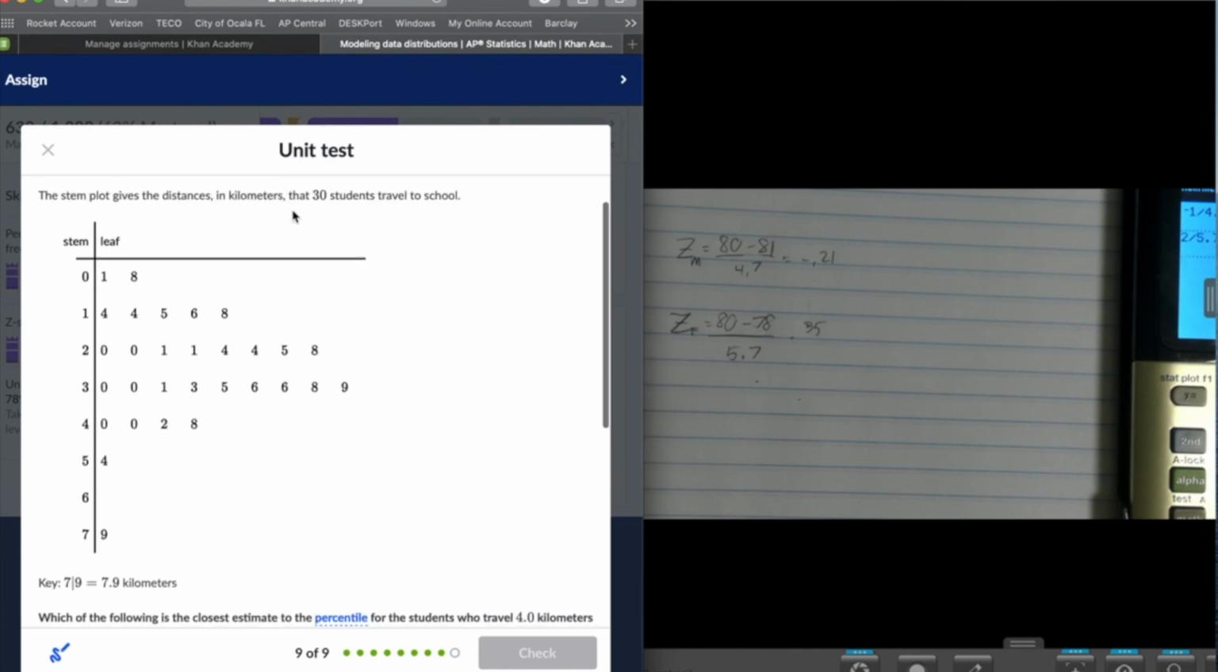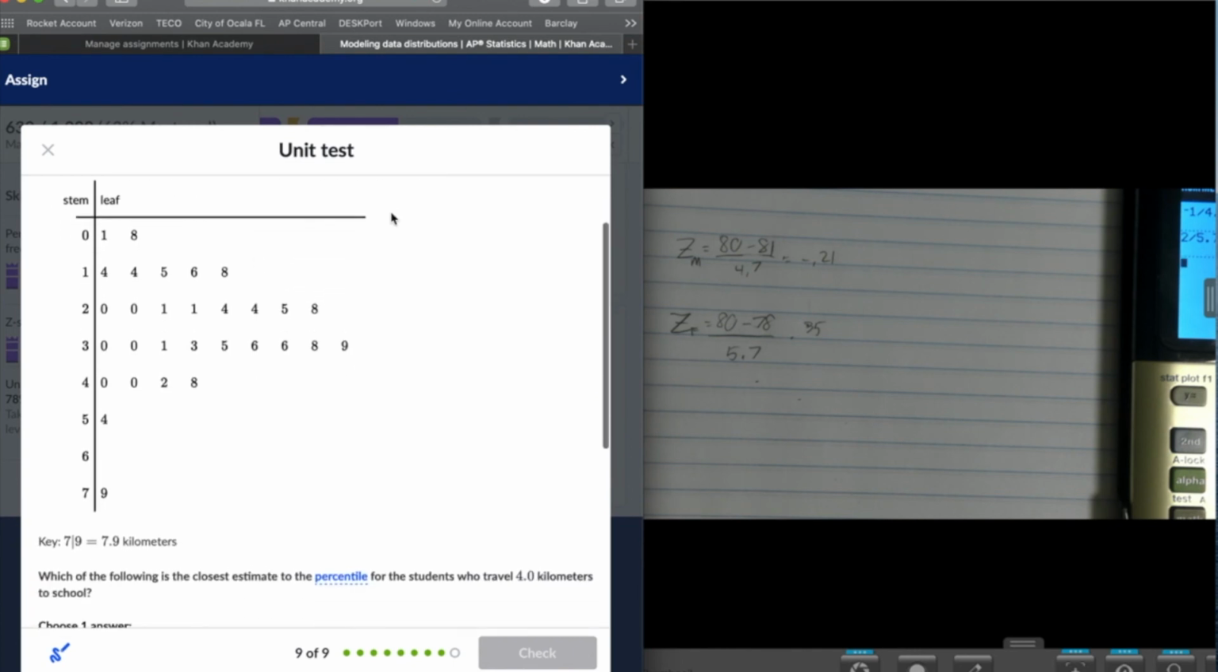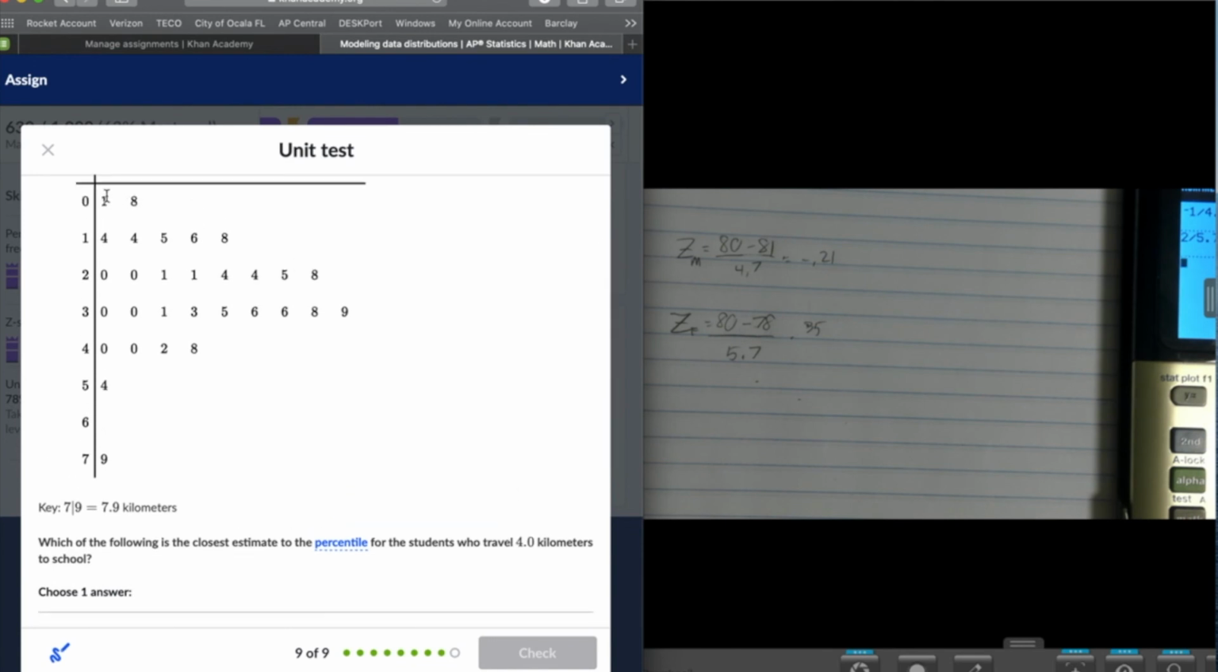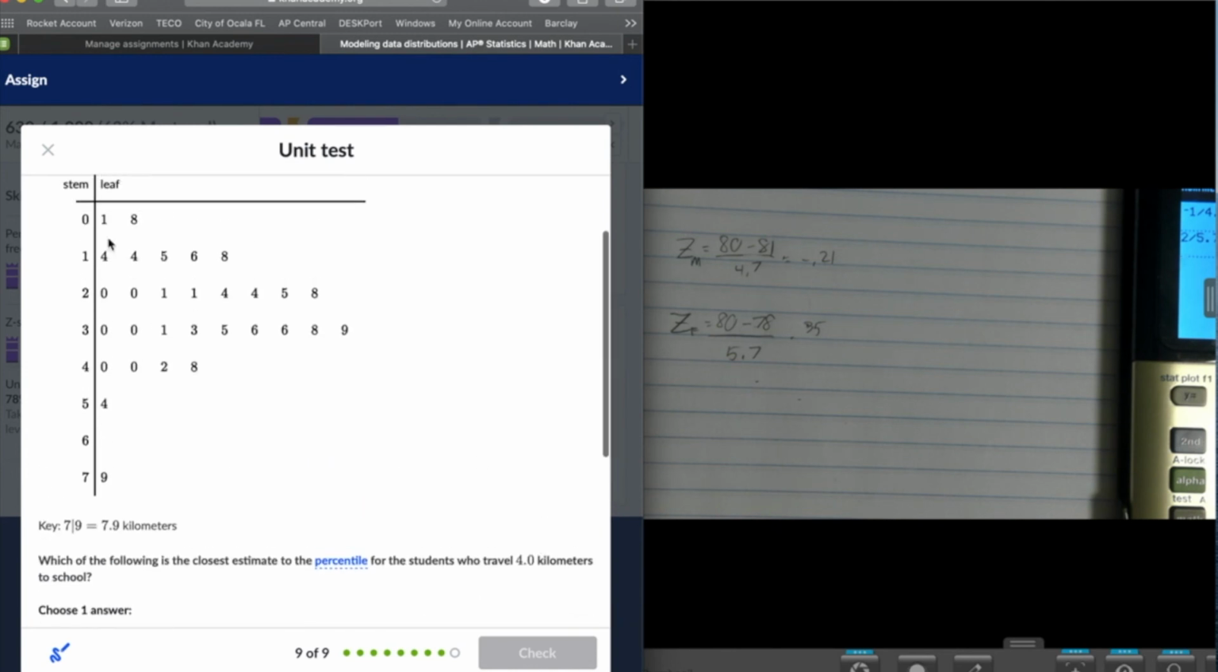Last but not least, we have a stem and leaf plot again with 30 students, and we want to know the percentile of 40. So this time, let's see here, there are 1, 2, 3, or rather 4.0. So we have 1, 2, 3, 4, 5, 6, 7, 8, 9, 10, 11, 12, 13, 14, 15, 16, 17, 18, 19, 20, 21, 22, 23, 24, 25, and 26.